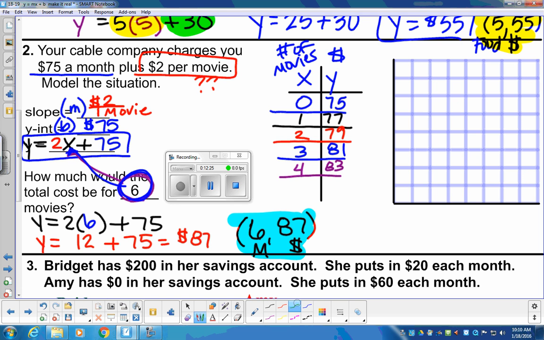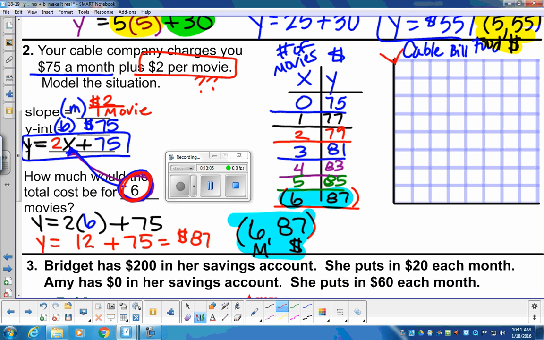You probably notice a pattern here, which is great if you do. You can just go with the pattern. You don't have to go as slow as I am. 5 movies are $2 a piece. That's $10. $10 plus 75 is $85. And we're asked to work it to 6 in this particular problem. So 6 movies. 6 movies are $2 a piece. That's $12. Plus 75 is 87. So the good news is I did find a match. That 6 movies is $87. Our job is to prove in real world situations that we have a table, graph, and equation matching. So what we have left then is our graph for our cable bill.